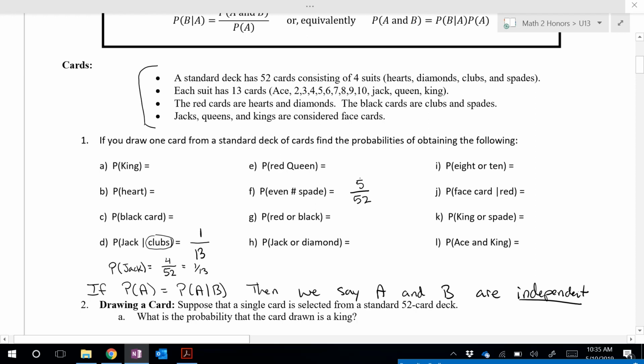All right, let's do one more together. Let's do part K, a king or a spade. So we're doing part K. Find the probability of getting a king or a spade.